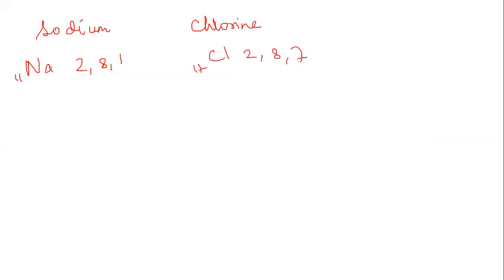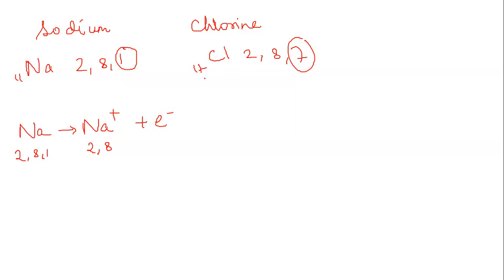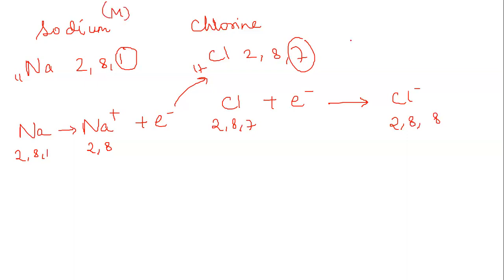Now, in order to be stable, sodium will lose 1 electron. And in order to be stable, chlorine will gain 1 electron. So sodium loses 1 electron to form Na+. It will become 2,8, as it has lost 1 electron. This one electron can be taken by chlorine. So chlorine is 2,8,7. It can gain one electron and become Cl- anion, that is 2,8,8. So sodium is your metal and chlorine is a non-metal.